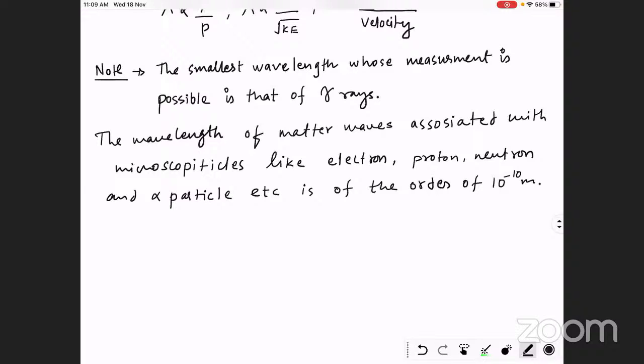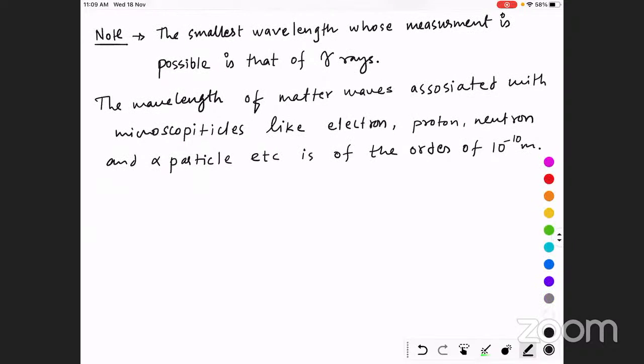So what we have learned till now: if a particle is moving, there will be a wave associated with the particle. And the wavelength of that wave, which is known as matter wave, is given by lambda is equal to h by p, where p is momentum. Okay, kids? Now write the next heading: de Broglie wavelength associated with charged particles.